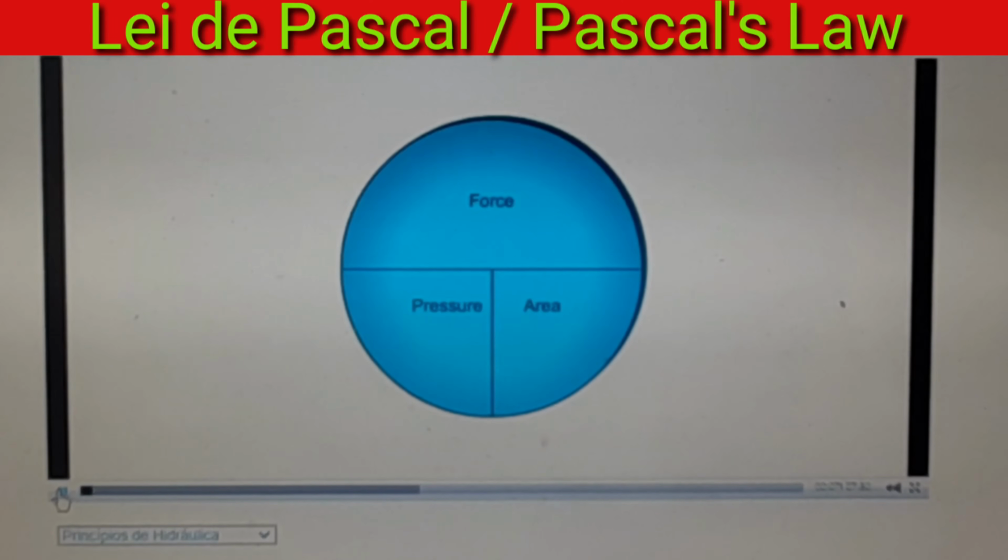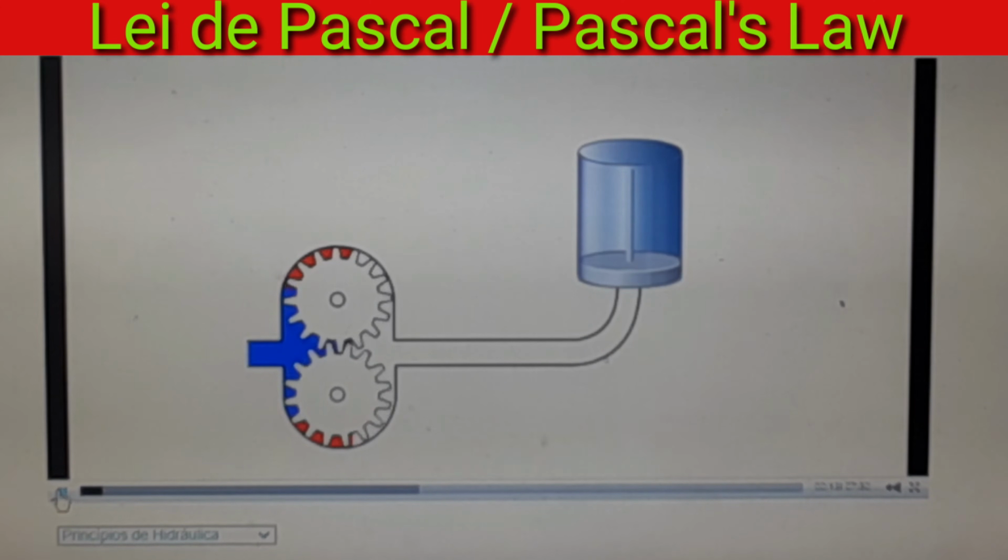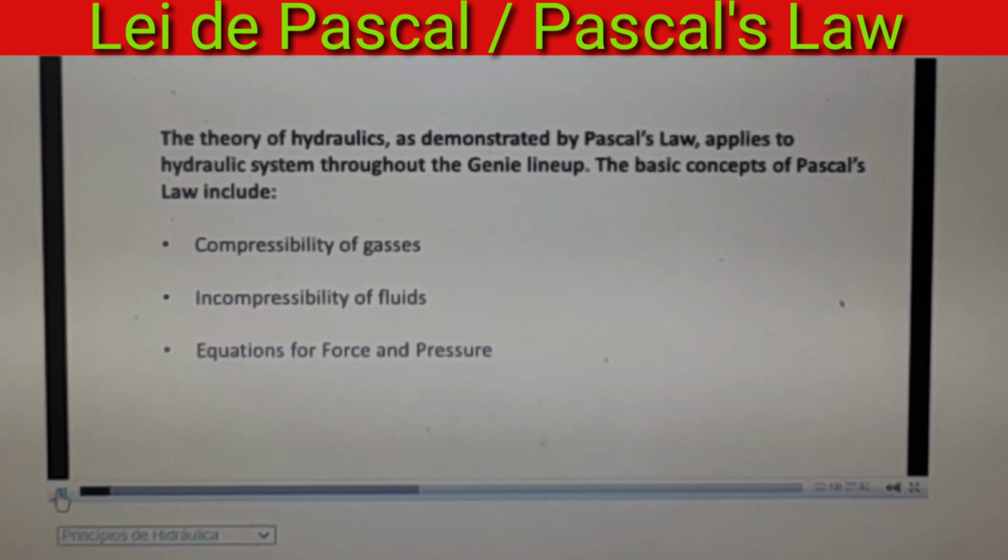Define Pascal's law. Describe the relationship between hydraulic force and the surface area of an actuator. Explain how the volume of fluid in a hydraulic circuit affects energy transfer. The theory of hydraulics, as demonstrated by Pascal's law, applies to hydraulic systems throughout the Gini lineup.